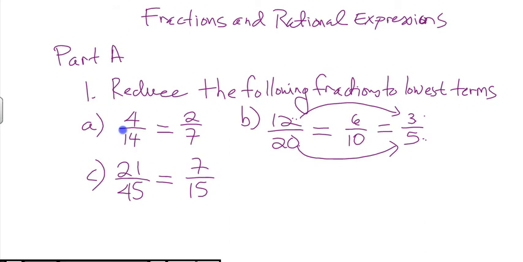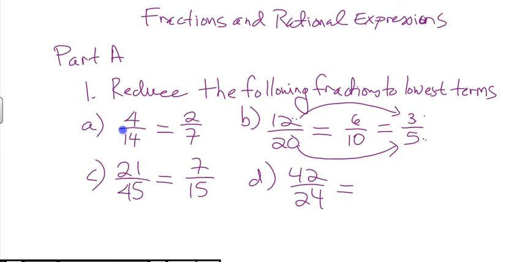Okay, so like 4 and 9 are not prime numbers, right? Because 4 is 2 times 2. But they are relatively prime in that they share no common factor. So 4 over 9, that's it, done. Can't reduce it, right? They don't share any common factors. D, 42 over 24.